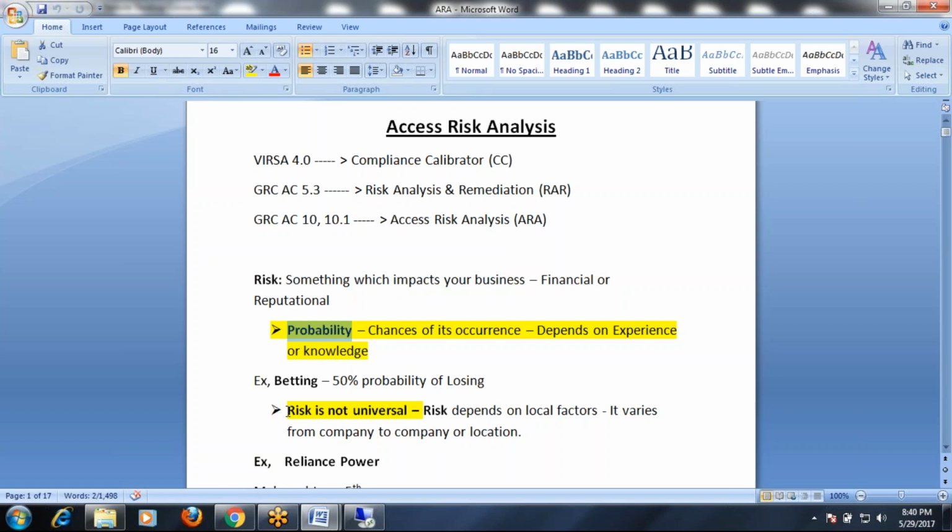The second characteristic is that risk is not universal. What this statement means is that risk depends on local factors. It varies from company to company or location. In one company, a particular thing may be a risk, while in another company it may not be. So if you find a risk in India, that may not be a risk in the USA or Japan. Risk depends on local factors and varies from company to company or location.